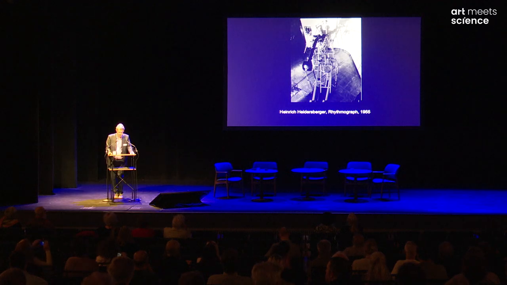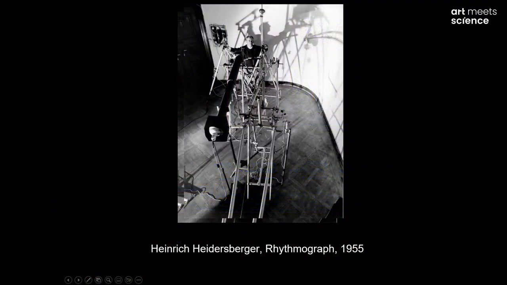In this context, Heinrich Heidersberger should also be mentioned. In 1955, he constructed the expansive apparatus of a rhythmograph with which he technically integrated chance into the creation of images. Once set in motion, this photographic drawing machine, you see it here, generates highly complex images of traces of light via long exposure. The dynamic oscillations fixed on them created virtual two-dimensional objects with a three-dimensional effect.